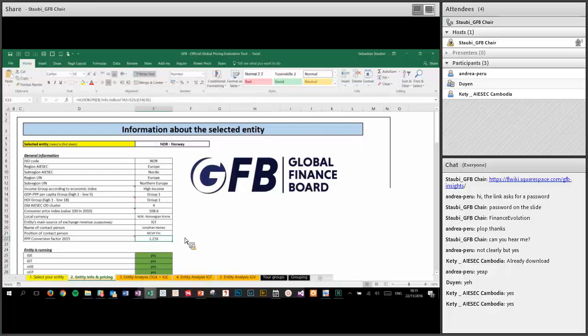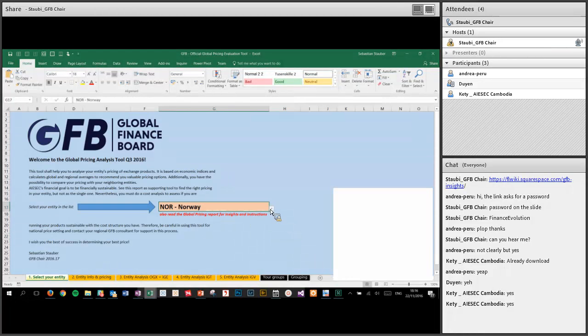In Norway it's 1.216, which is extremely high. That means the prices in Norway are relatively expensive. In Cambodia, for example, the prices are quite low. So I can also choose Cambodia, for example.